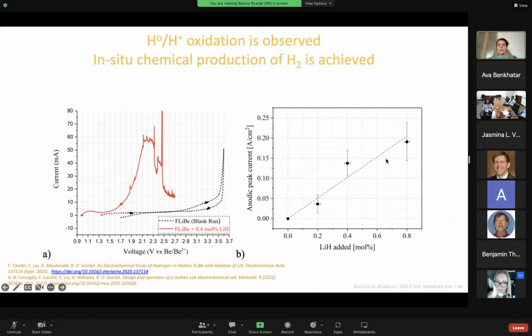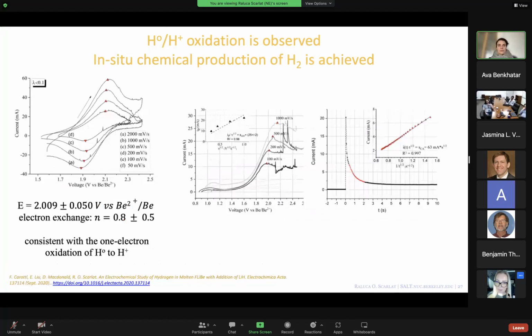Then here is a titration to show that the more hydrogen we add, the higher this peak is, and there's an approximately linear response to the amount of hydrogen that we're adding. So that's reassuring that we can indeed detect the hydrogen we're adding. There are other checks we can do to make sure that we're looking at hydrogen and not something else.